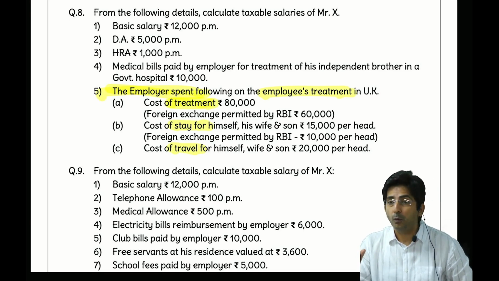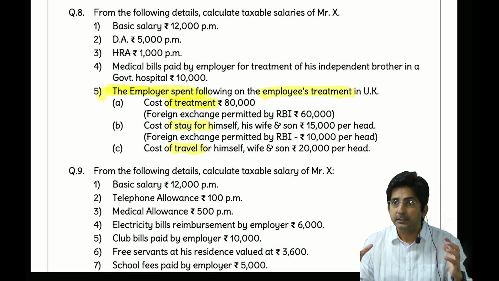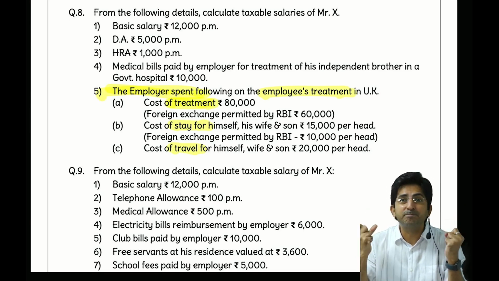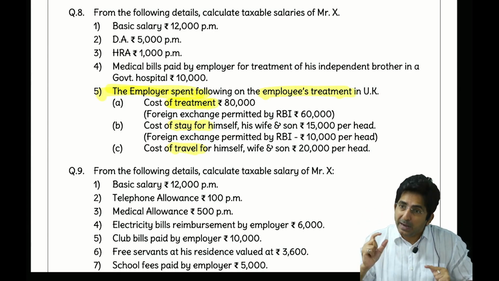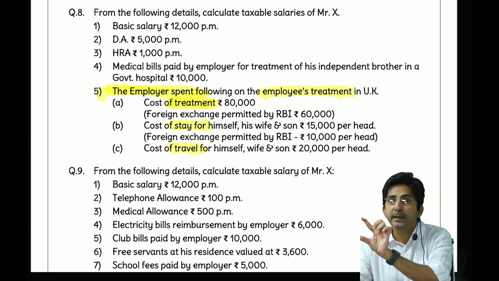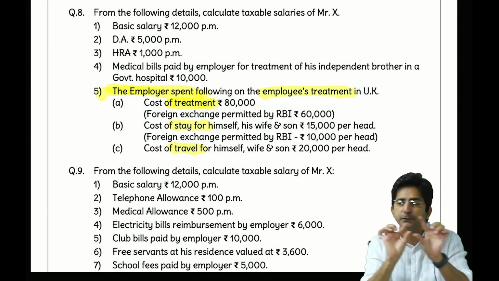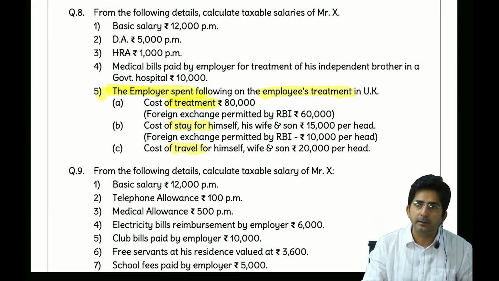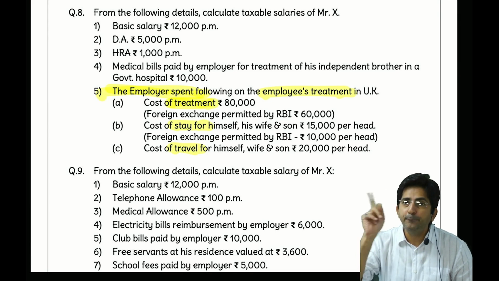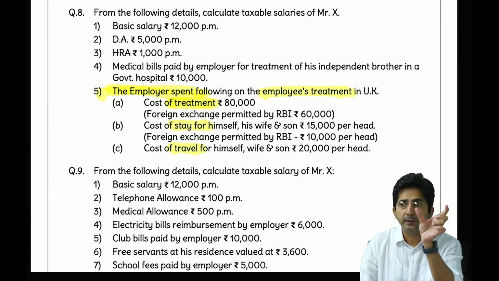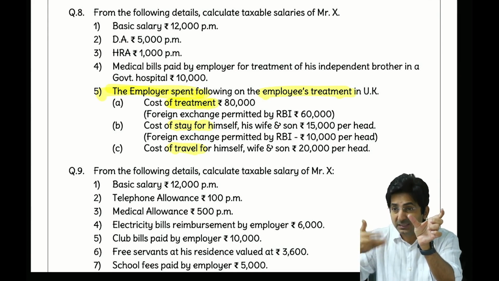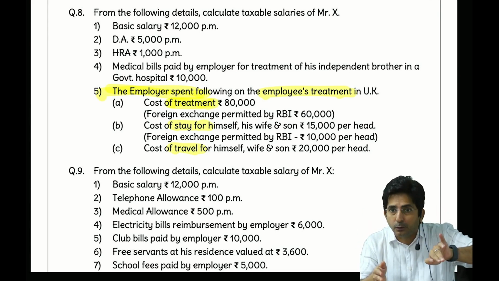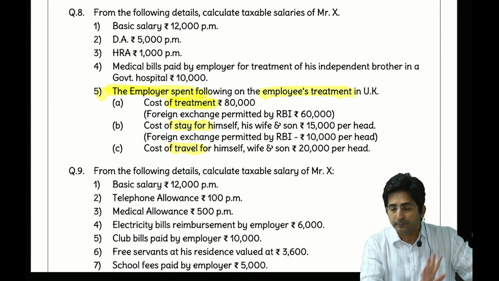Because see, what is the name of our statement? Statement of income. The feeling of income comes in the word benefit. So I will write the language benefit of treatment, benefit of stay, benefit of travel. So tell me one by one. Benefit of treatment, inner column 80,000. Less exempt to the extent permitted by RBI 60,000, outer column 20,000.